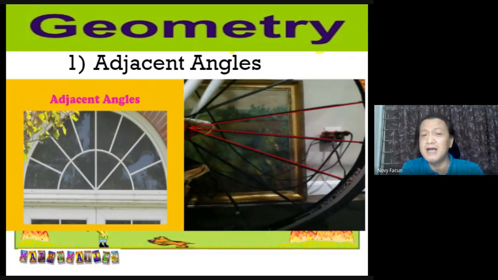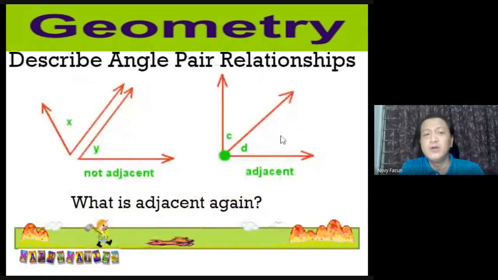Okay, so ito yung isang halimbawa, no? Ito yung ring ng bike or yung gulong ng bike. So ito yung red, this is also adjacent angles. So pag sinabi natin adjacent, ito not adjacent ito. Kung titignan nyo, ito naman, this is adjacent. So kung titignan natin yan, ano yung pagkakaiba nila?